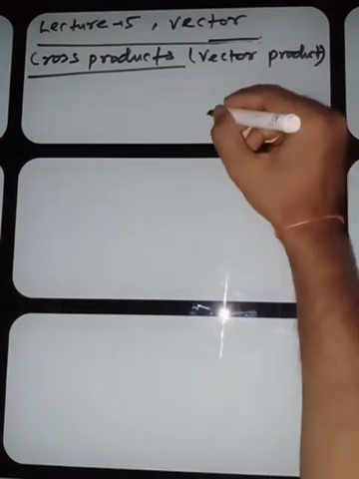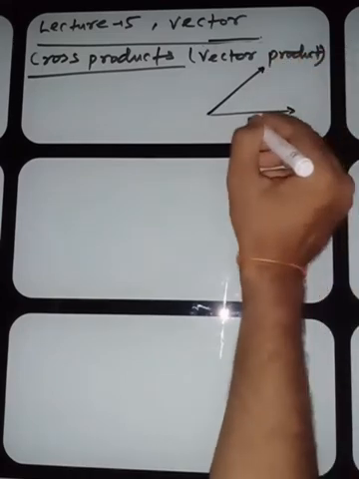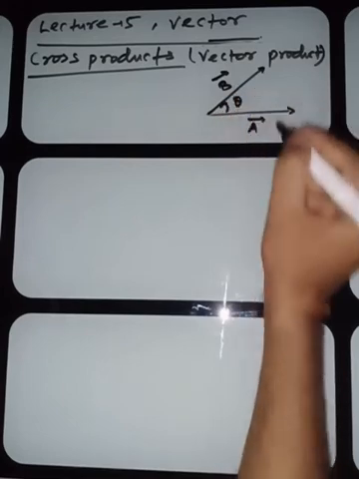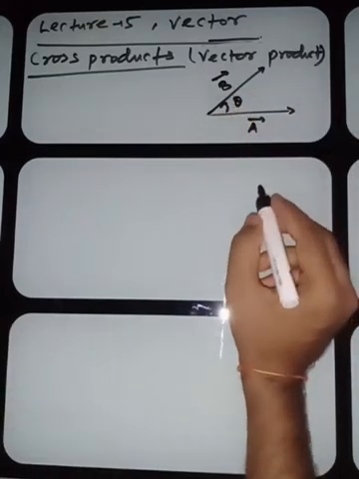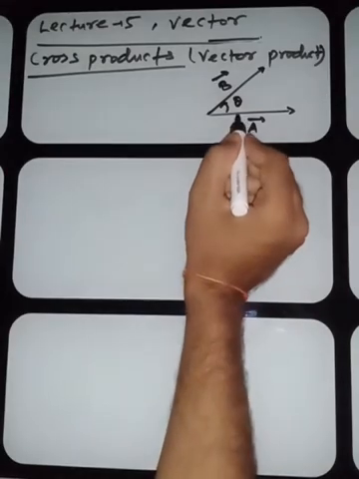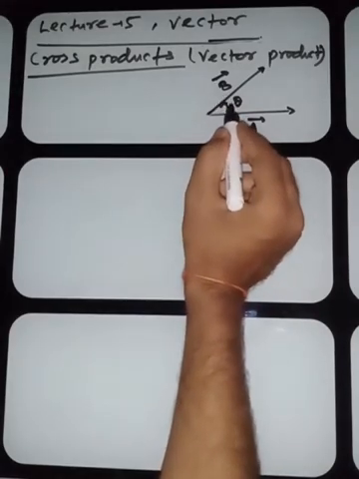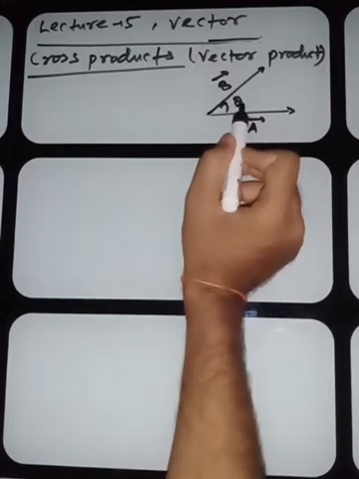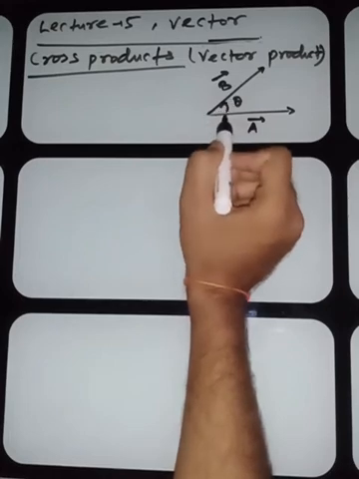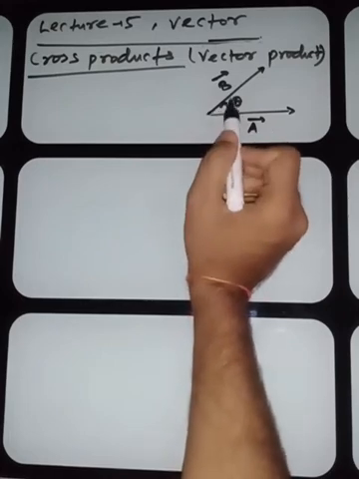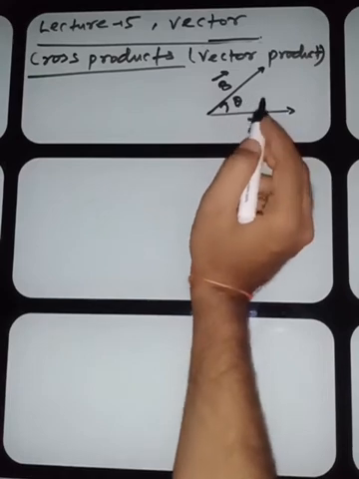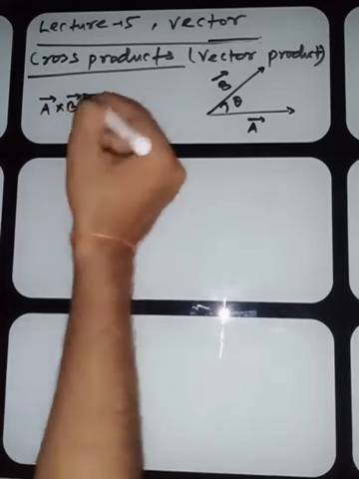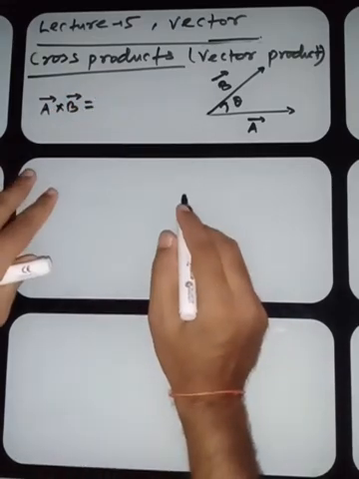Look here, the vector A, vector B, and the angle theta between these two vectors. From vector A to B, the angle is theta. Again, I'm recalling what we studied in dot product: from B to A, the angle will be minus theta, or 2 pi, that is 360 minus theta. Keep this in mind.